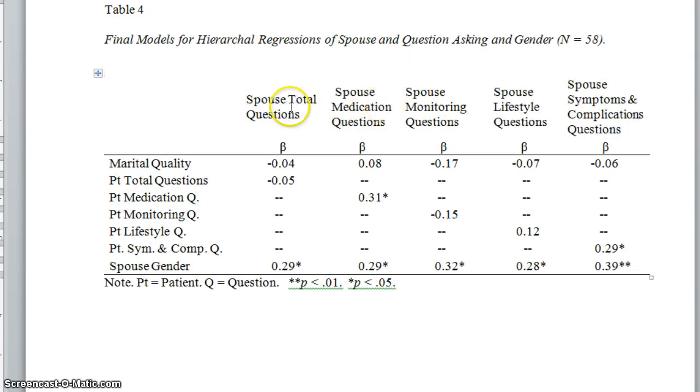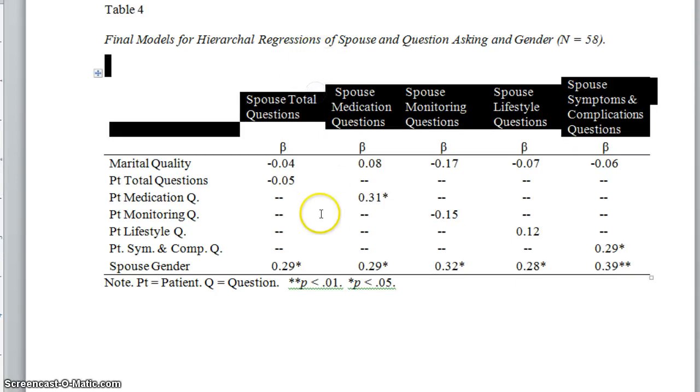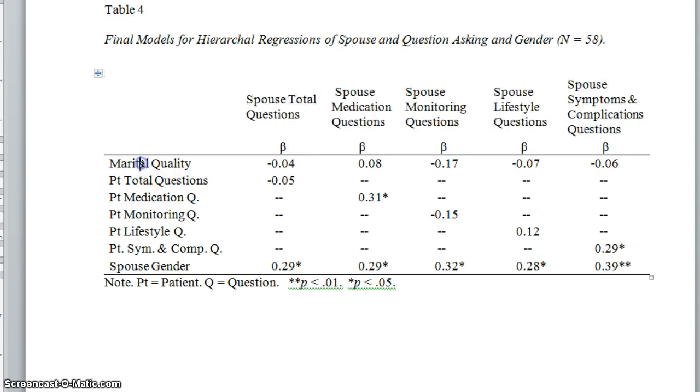So this chart actually does have 1, 2, 3, 4, 5 dependent variables, but it's really showing them each separately as if there was a line right here. So this is marital quality as the independent variable affecting spouse total questions, the dependent variable. Patient total questions, independent variable. Spouse total questions, dependent variable. And here these other variables were not included. That's what the dashes mean. And then gender, again, is a dichotomous, in this case, independent variable predicting spouse total questions, the dependent variable.